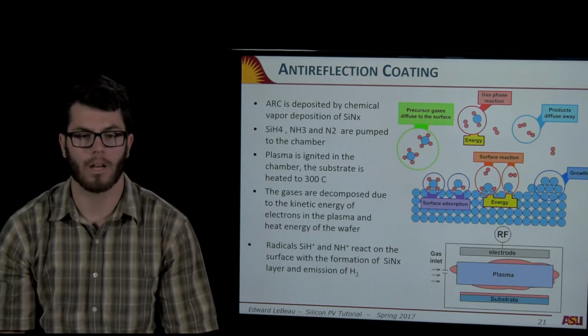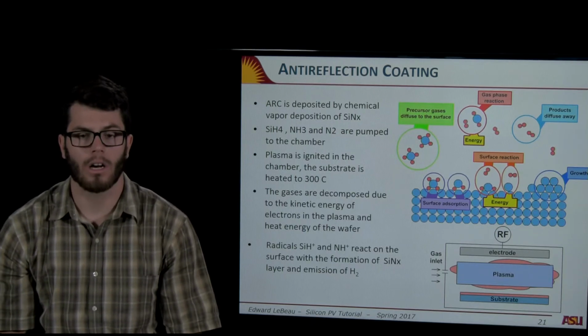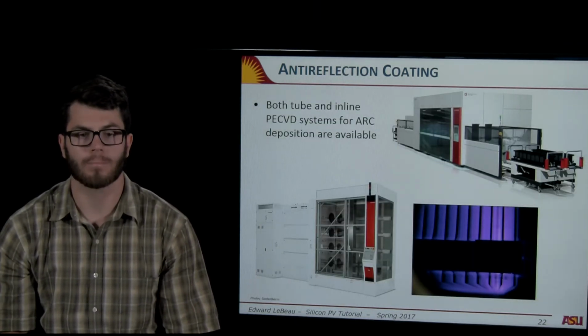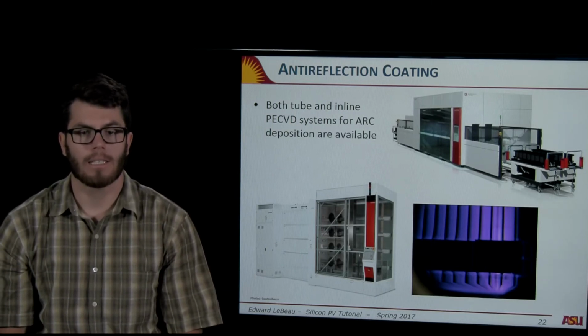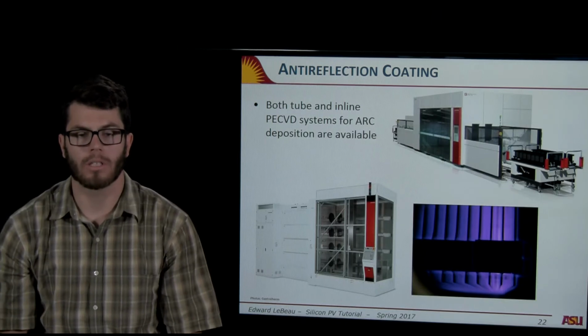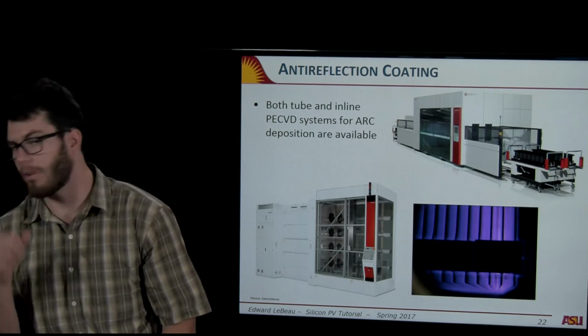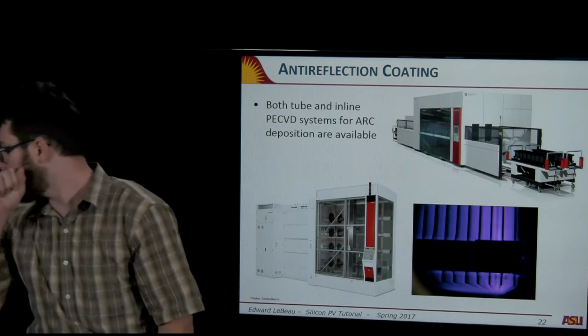Hydrogen comes off this reaction. And that's how you get an anti-reflective coating on your solar cell. And obviously you want that, so that way your solar cell is less reflective and you can absorb more light. So the main way of doing it is a PECVD, plasma enhanced chemical vapor deposition, and these are a couple tools that do PECVD. There's obviously various different ways of doing PECVD, but all the same idea.